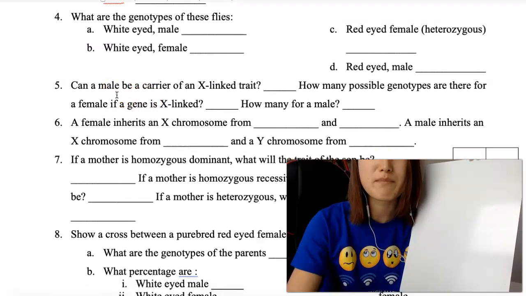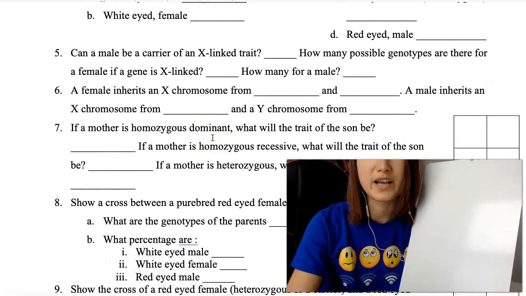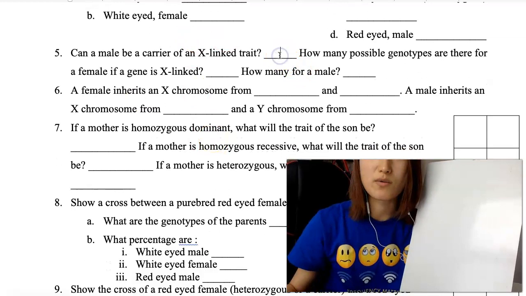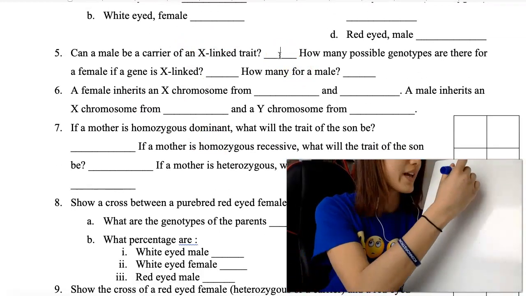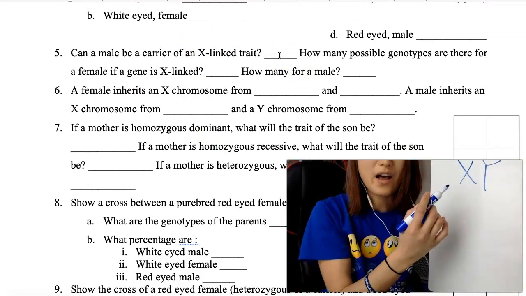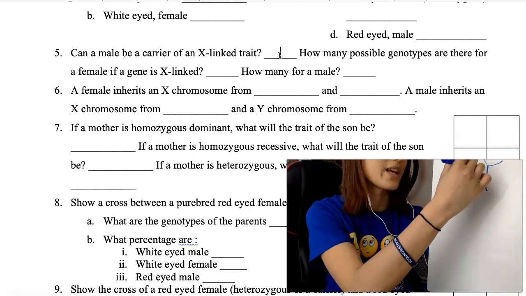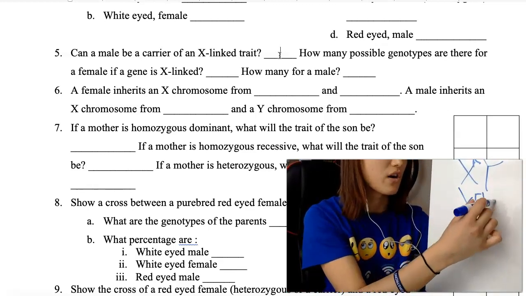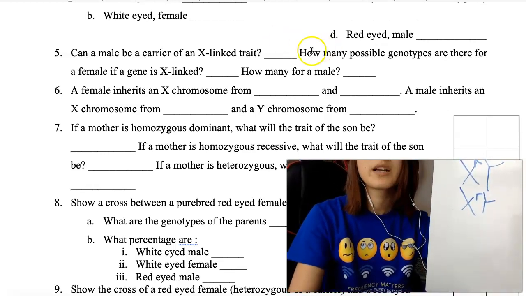Number 5, can a male be a carrier of an X-linked trait? The answer should be no, right? Like I said, if you only have X and Y, you get one shot at the X chromosome: it is either X big R Y or X little r Y. There is no other possibility.